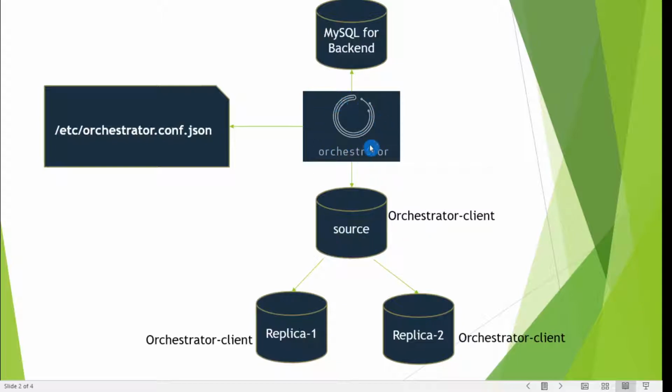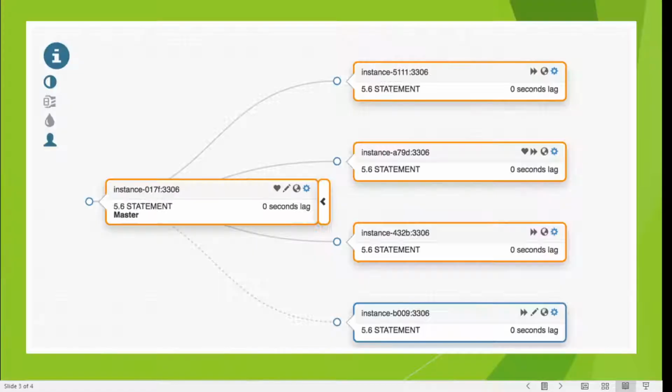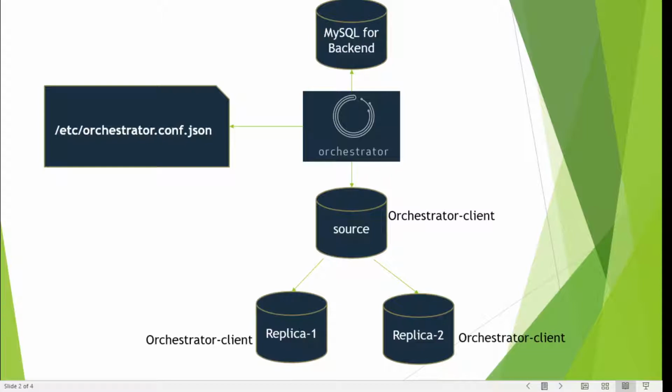Orchestrator uses that user for all kinds of management, like failover, or if you want to bring replica 1 under replica 2, or replica 2 under replica 1, or promote any node. A lot of things you can do with this. So this is what the basic architecture looks like. Once you discover your topology and we do our configuration, it will look like this. We will have one master and two replicas.